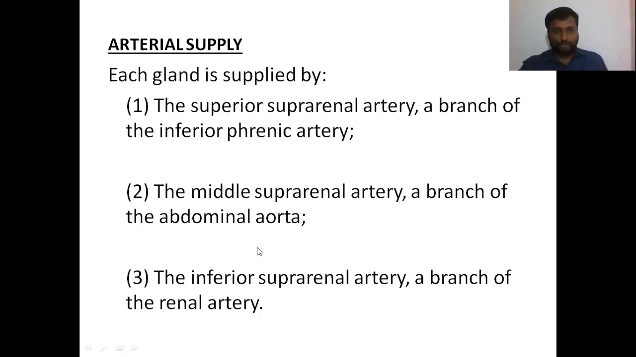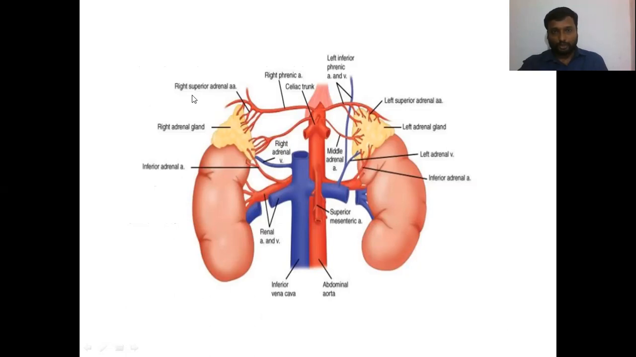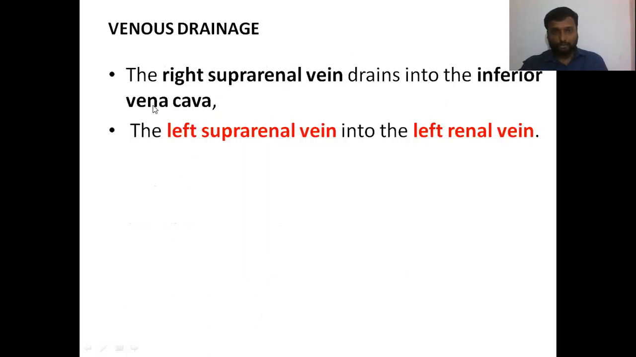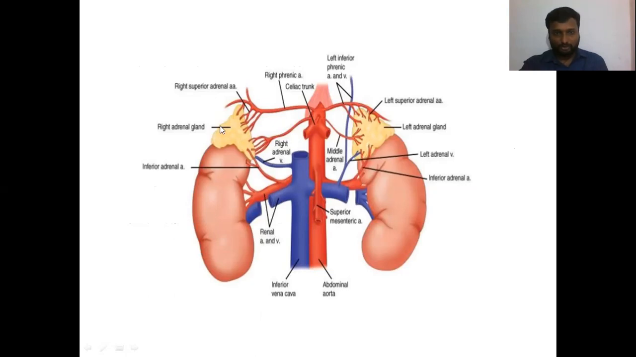Now, venous drainage. The right suprarenal vein drains into the inferior vena cava, and the left suprarenal vein drains into the left renal vein. You see that. So this is the right suprarenal gland. This is drained by the right suprarenal vein. It directly drains into this inferior vena cava. The right suprarenal vein ends here in this inferior vena cava.